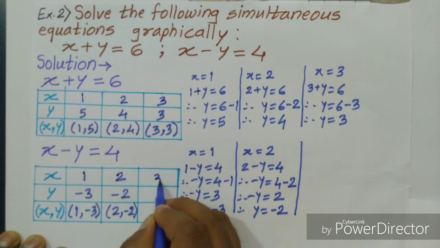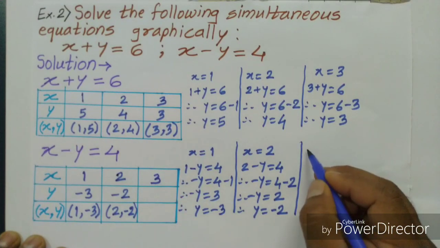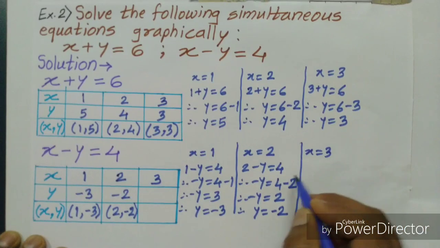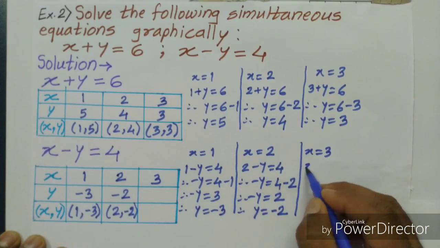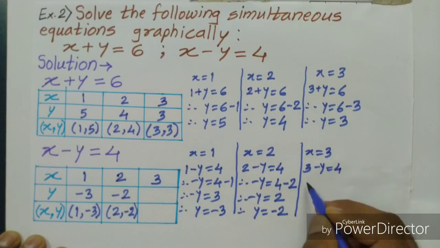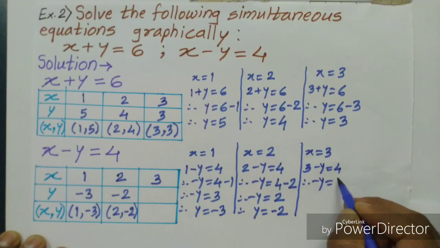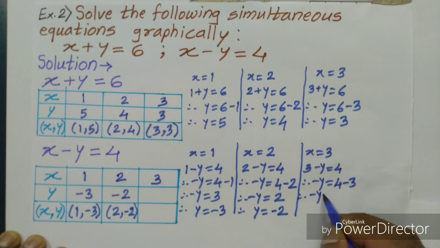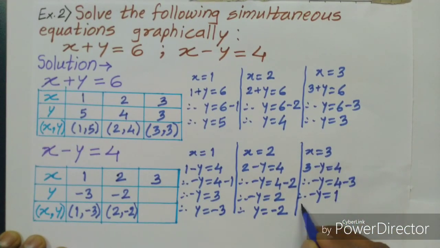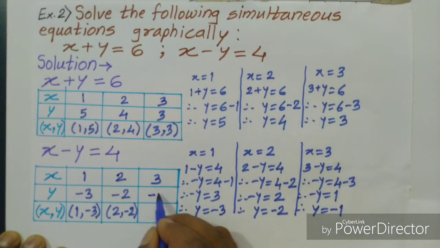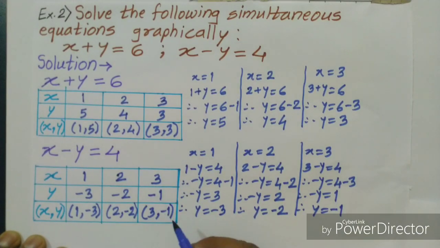The third value we consider 3. x is equal to 3. That value we substitute in the equation. 3 minus y is equal to 4. Therefore minus y is equal to 4 minus 3. Therefore minus y is equal to 1. By changing sign, y is equal to minus 1. Minus 1 and the point is (3, minus 1).